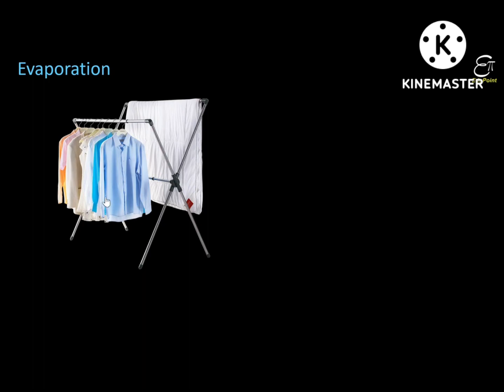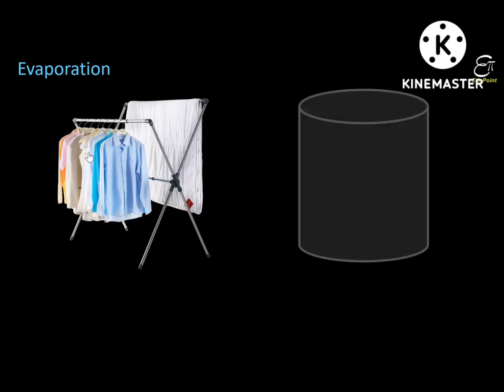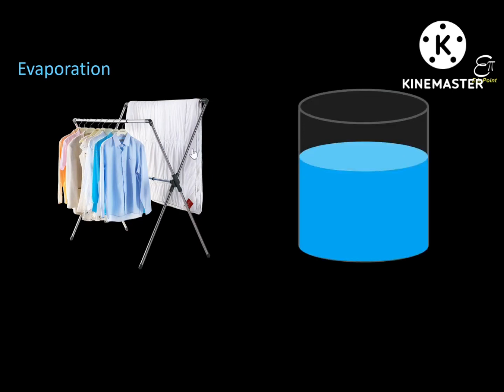So evaporation is a common phenomenon which is used for drying our clothes or for different applications that are routinely used. The most common application is to dry our clothes. Due to evaporation, the water content present in the clothes gets converted into vapor form.